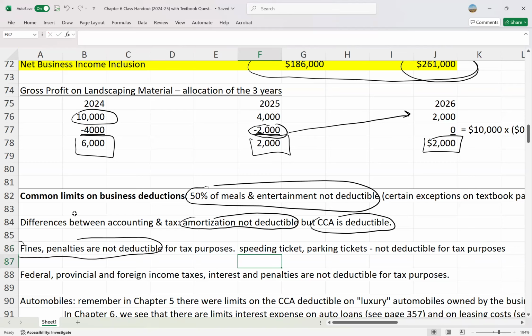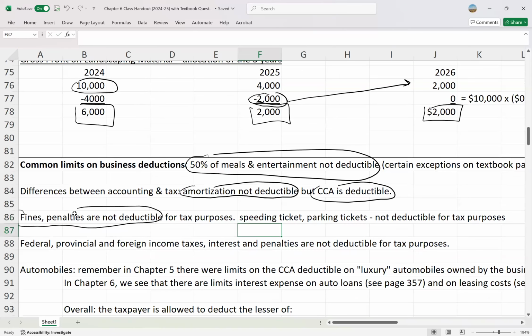You would make the deduction for accounting purposes, but any sort of fines and penalties are not deductible for tax purposes. If you pay any interest and penalties on unpaid income taxes, so let's say you were late in paying your income taxes and you were charged interest and penalties, you would deduct that for accounting purposes, but not deductible for tax purposes.